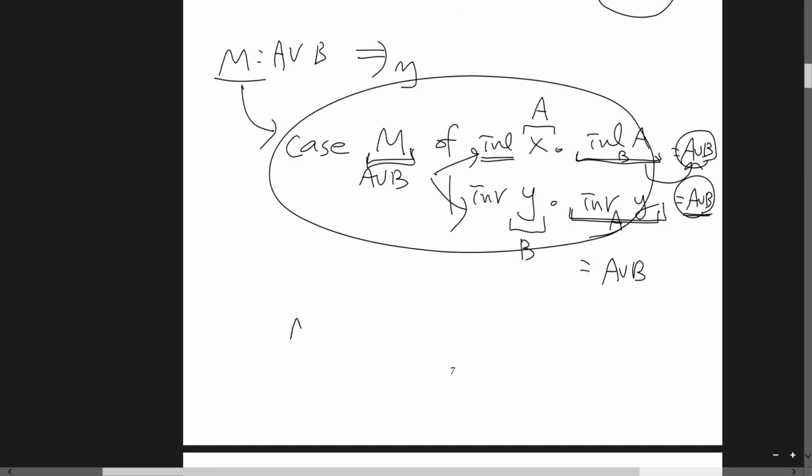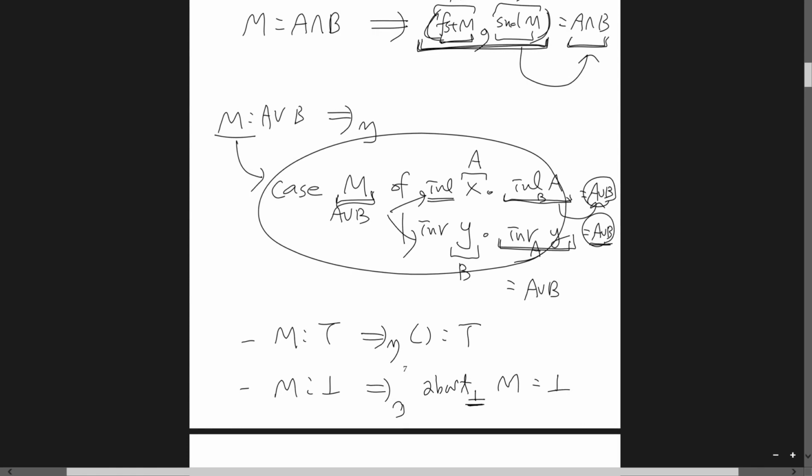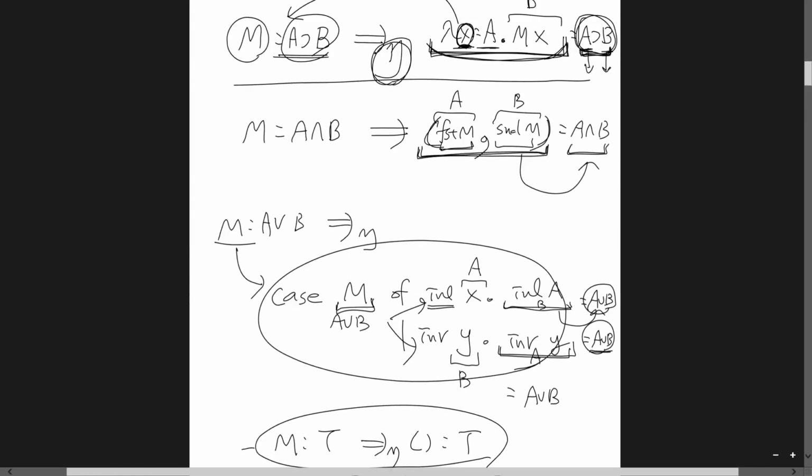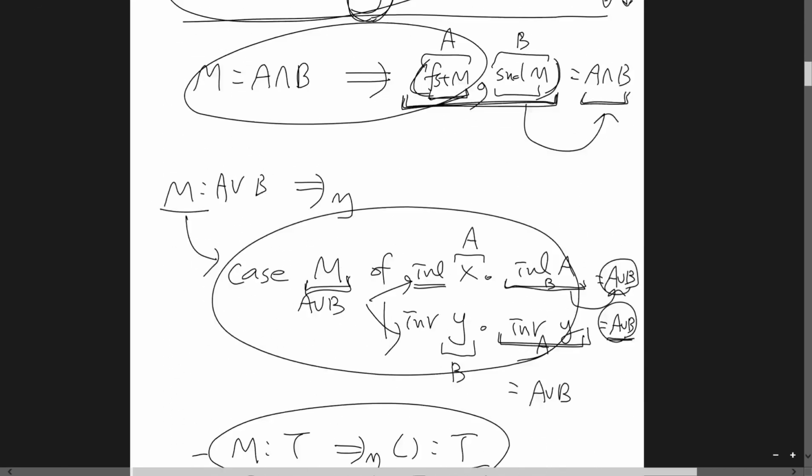Finally, we have this funny eta expansion for the top type and the bottom type. And here you abort M, and it's going to have whatever type comes here. So we just annotate abort with the bottom type, and then it's going to have type bottom. So we have derived these eta expansions from local expansion. So now we can see the big picture here.